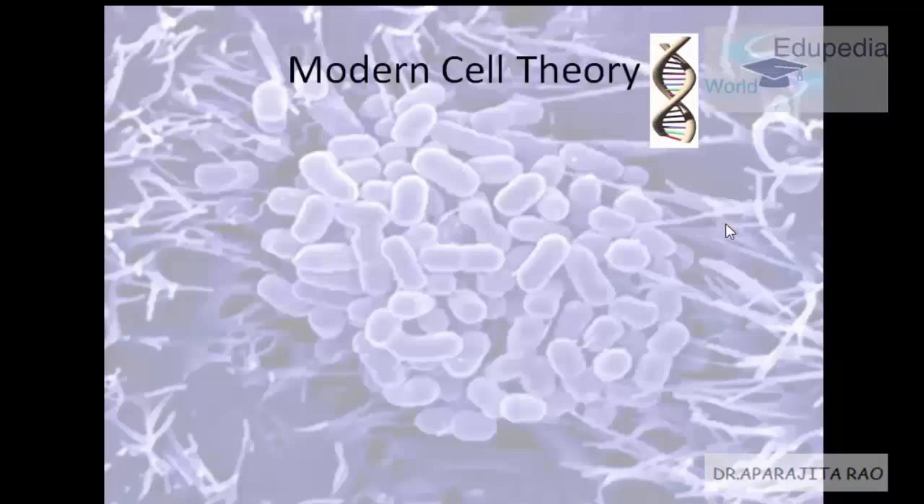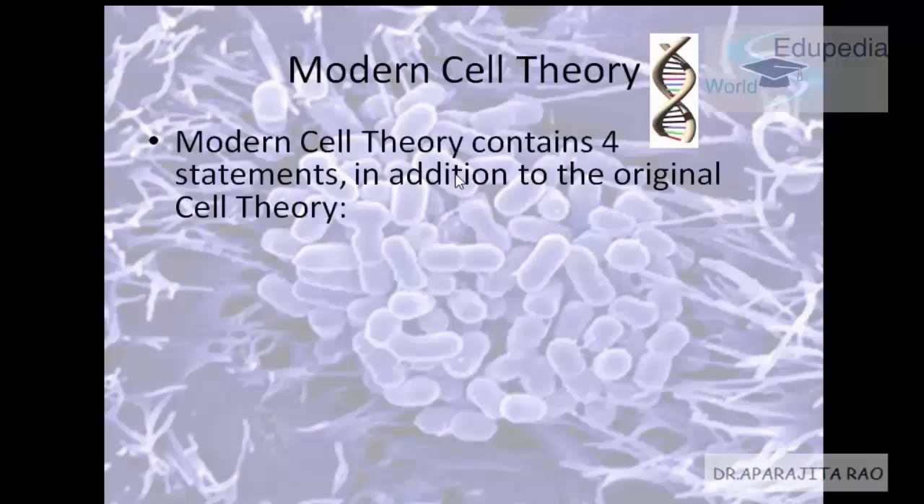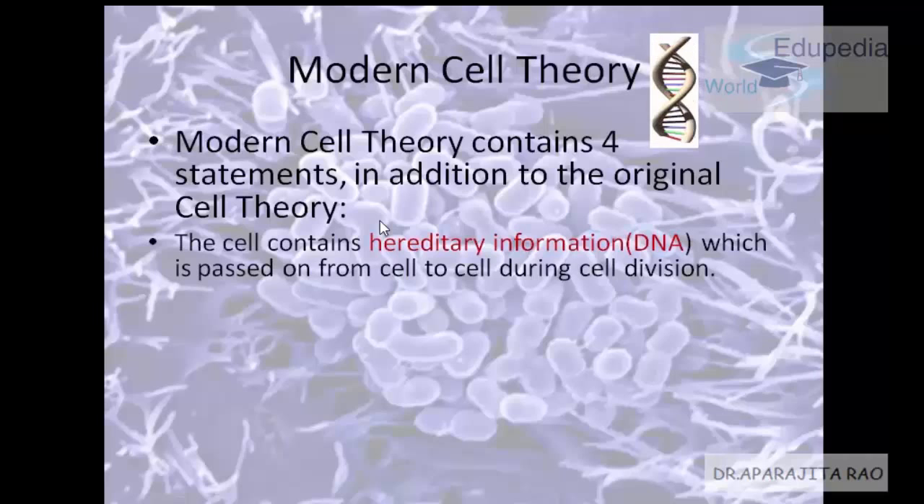So today the modern cell theory has 4 statements additional to the original 3 statements. That is in overall 7 statements. So the additional 4 statements were that the cell contains hereditary information which is passed on from cell to cell during cell division. That is the genetic material. This is why we look like our parents, our grandparents.